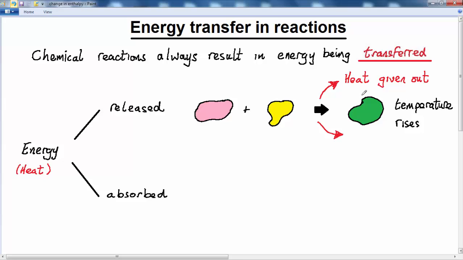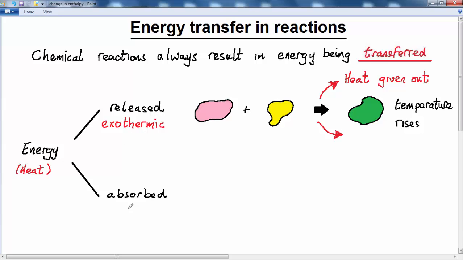And because heat is being given out during the reaction, this type of reaction is known as an exothermic reaction, where exo is sort of Latin for giving out, or being given out, or going out, and thermic refers to heat, as in thermal, for example. Exothermic, heat being given out.